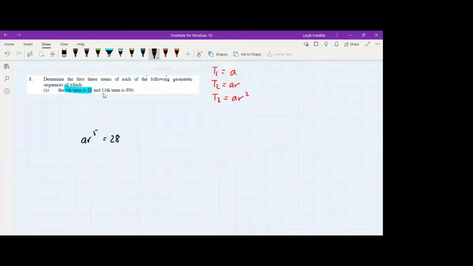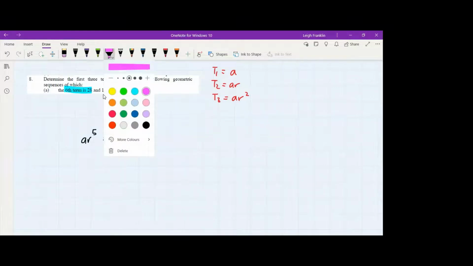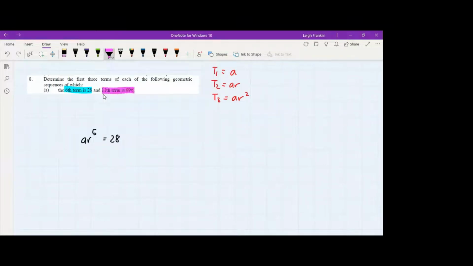What did I say we should do with the 11th term, the one that's the higher power? We should write that at the... Can anyone remember from the previous lesson? At the top. At the top. Absolutely. So now I want to write the next bit of my equation, which is the 11th term is 896. So how should I write the 11th term? AR to the power of? 10. 10. Excellent.